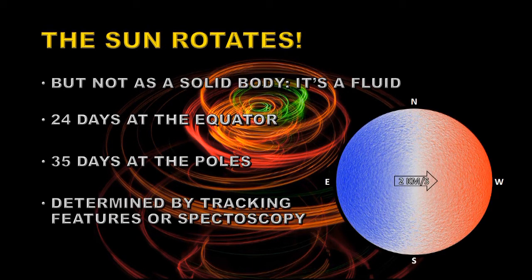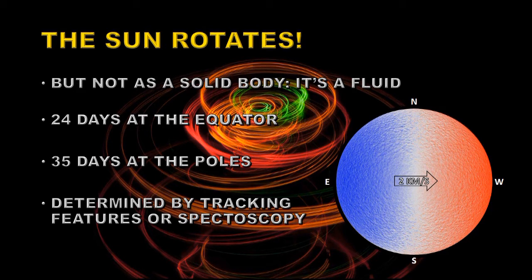And you can determine this by either following features across the surface of the Sun or using spectroscopy. You can look for the Doppler shift in spectral lines from the solar spectrum. You can see from the lines on the eastern side of the Sun that the plasma is coming towards you, and on the western side that it's going away from you. So on the east it's blue shifted, on the west it's red shifted, and you can measure that velocity at about 2 kilometers per second.